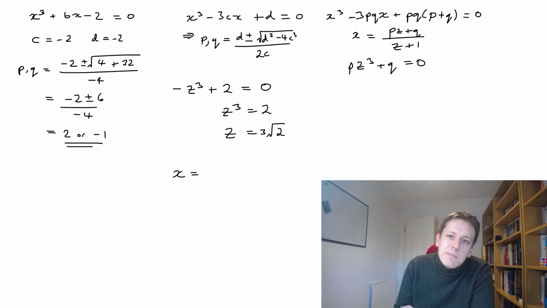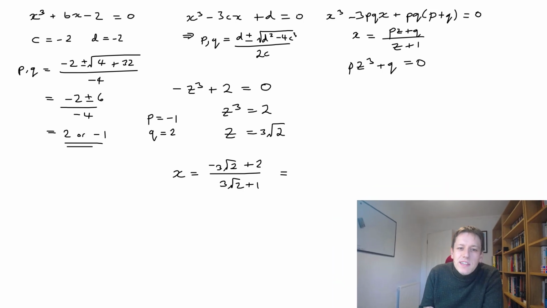So x is going to be p times z plus q. Hang on, which way around did I take it? I took p equals minus 1 and q equals 2, so I've got minus the cube root of 2 plus 2, all divided by the cube root of 2 plus 1. I guess I should write that as 2 minus the cube root of 2 over 1 plus the cube root of 2. Okay, and that's it, that's the solution.